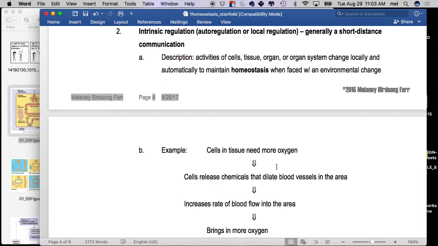Okay, what do you predict about whether intrinsic will be faster or slower than extrinsic? Faster. How about robust? Do you think it's going to be able to make as massive a changes as extrinsic? No. It's really going to be able to make small local changes, but usually relatively quickly. Okay, so let's look at an example. Let's say cells in one tissue but not the whole body need more oxygen. If the whole body needed more oxygen, we could increase respiration rate and increase heart rate, right? But what if it's just one tissue?